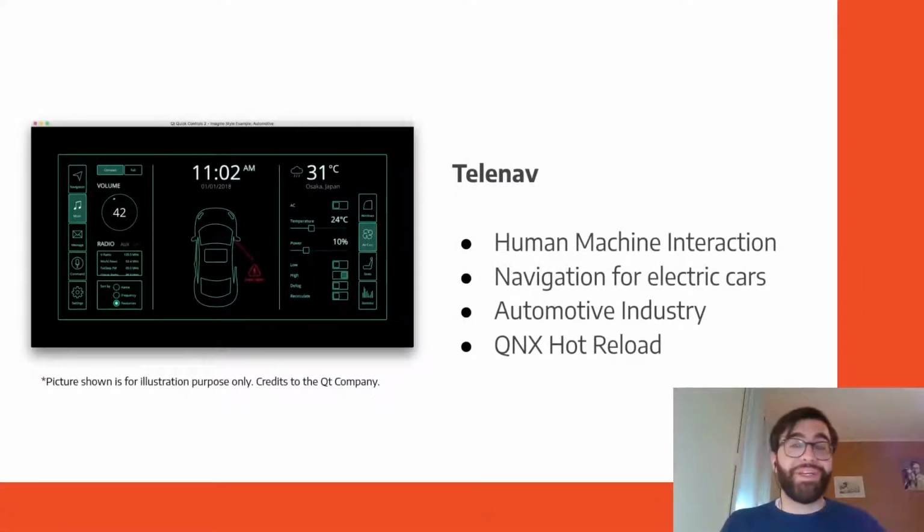This was a very nice project that we did a while ago. It was basically an HMI device for a popular car manufacturer, and it was related to navigation for electric cars. So again, it was the automotive industry, and it was running on a QNX hot board. So the main issue was the deployment time of the QNX board, because it took really, really long to just build and see the changes. So this was the first embedded project we did where we used hot reload to circumvent this problem and to work around the issue in order to deliver a product at a much faster rate.